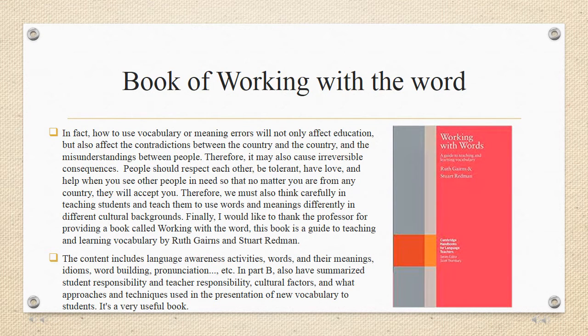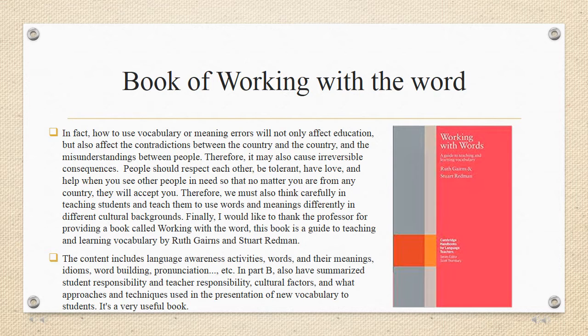Book, Working with the Word. In fact, how we use vocabulary and meaning will not only affect education, but also affect conflicts between countries and misunderstandings between people. Therefore, it may also cause irresponsible confidence. People should respect each other, be tolerant, have love, and help when they see other people in need, so that no matter which country you are from, they will accept you.